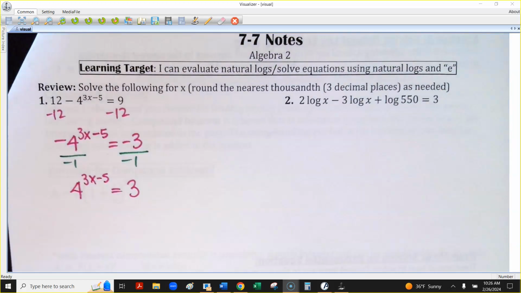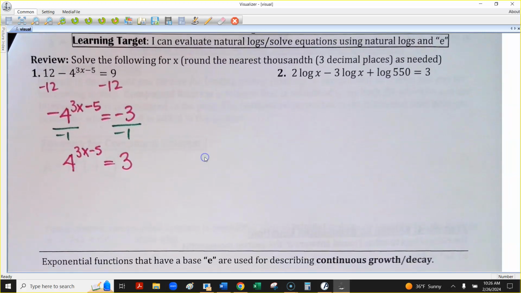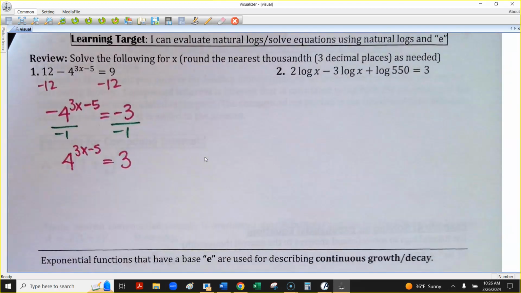Now I get people who say, oh, let's divide by 4. Don't do that, okay? The only way to get rid of that exponent where the variable's at is to convert this to a log. This is not going to have a nice answer, I don't think, so you're going to want to grab your calculator if you don't have it out.